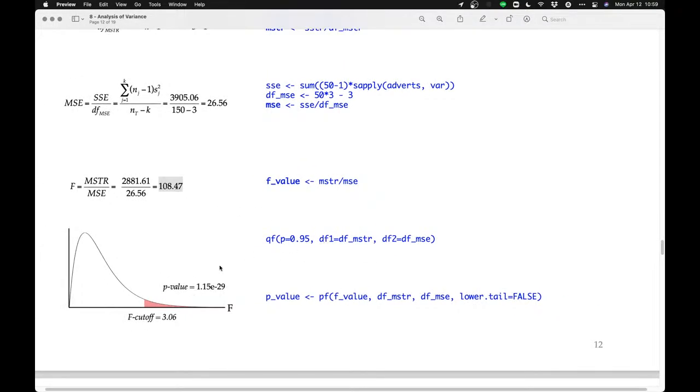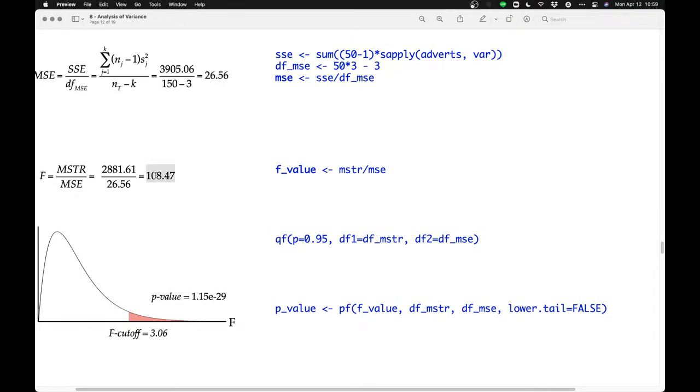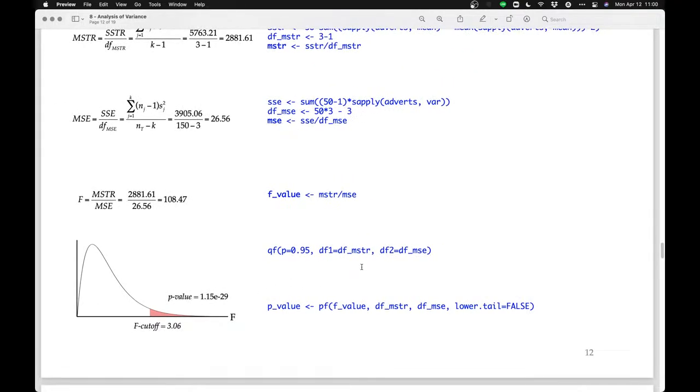So we can compute the cutoff value for an F distribution like this. The 95% cutoff value, with these two degrees of freedom, is about 3. So values bigger than 3 look suspicious. We begin to say we don't believe the null hypothesis anymore. Our F value is 108, bigger than 3. We can compute our P value. It's simply this using the P function, and it's pretty much 0. All right. It's unbelievably small.